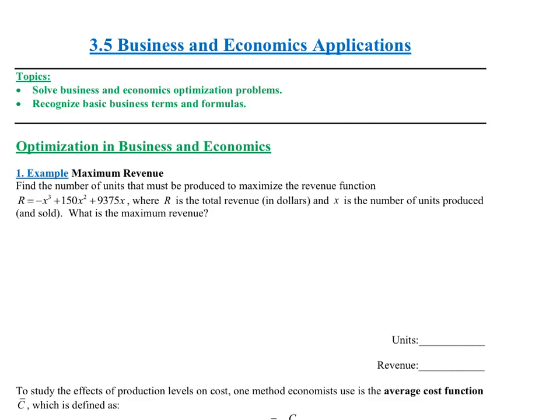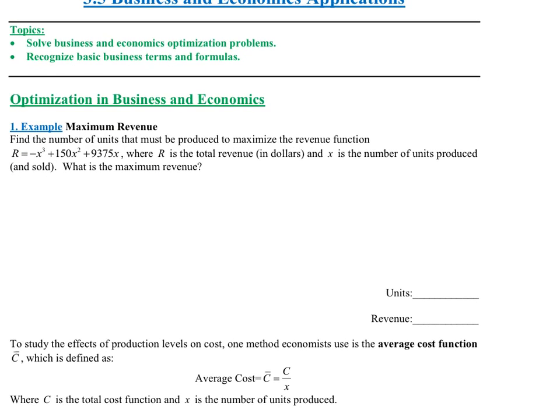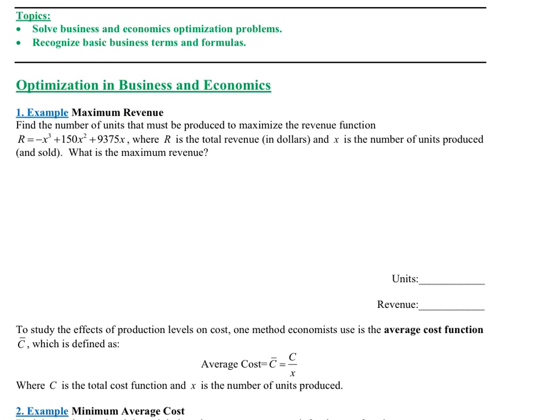So let's take a look at what we have here. Example 1 says, find the number of units that must be produced to maximize the revenue function. So it gives us our revenue function, R(x) = negative x cubed plus 150x squared plus 9,375x, where R is the total revenue in dollars and x is the number of units produced and sold. It says, what is the maximum revenue? So anytime I want to find a maximum, I have a choice, the first derivative test or the second derivative test. Again, if it's an easy first derivative, I like using the second derivative test.